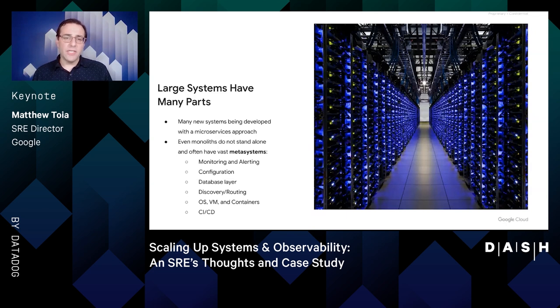On the other hand, even software built as a monolith is often far from simple in production. In either case, you have configuration layers, storage systems, network discovery and routing, an OS image, a VM image, maybe even a container environment that your apps run in, and finally a CI/CD system that powers the iteration of deployment. Each of these components all participate in the complexity of a large system, and together they make up a metasystem in your production environment. No matter how you slice it, we're all faced with the continued challenge of scaling up complex systems.